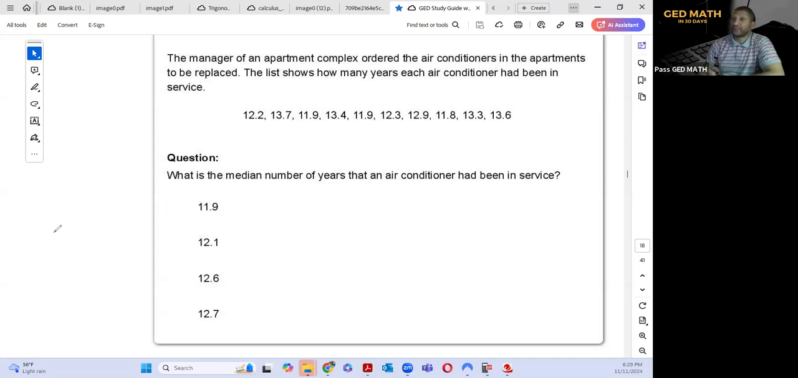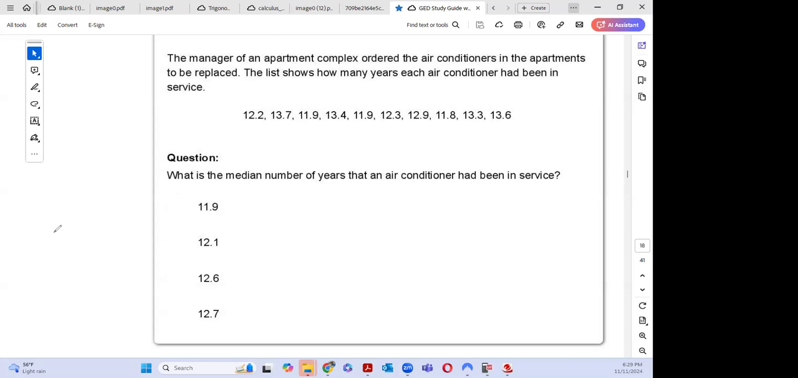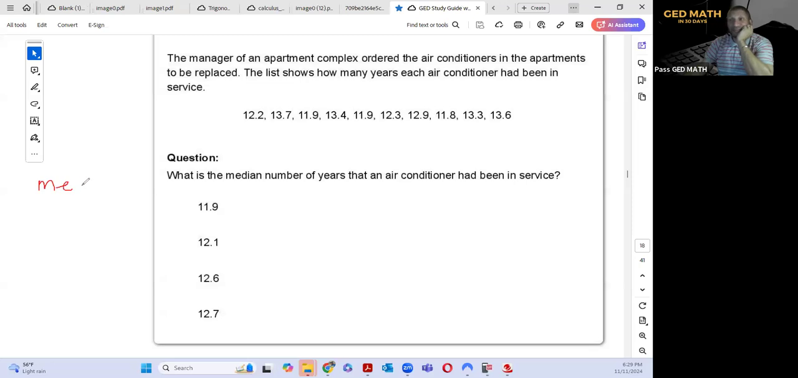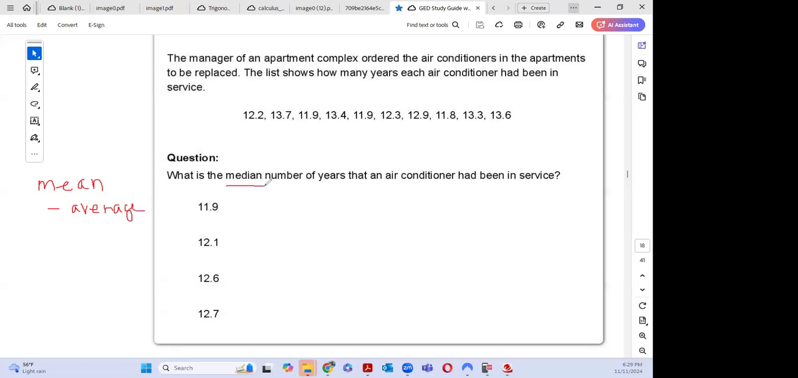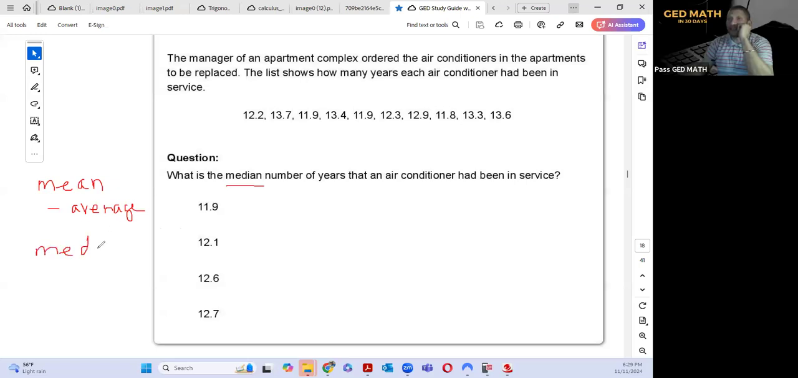Does anybody know? Medium. So the mean is the sum of all the numbers divided by how many numbers there are. So the mean is your average. Oh, sorry. So first we need to arrange these numbers. So median is the middle. So you're right. We must put these in order.